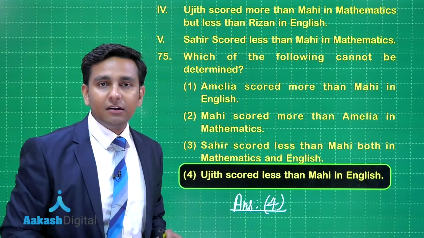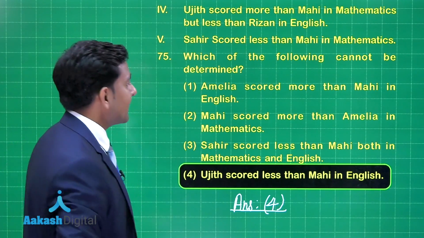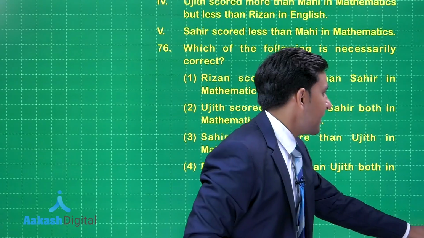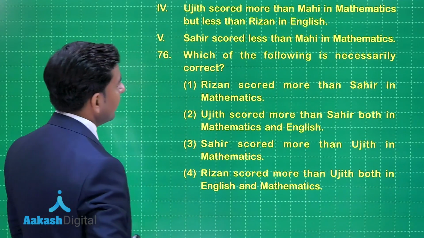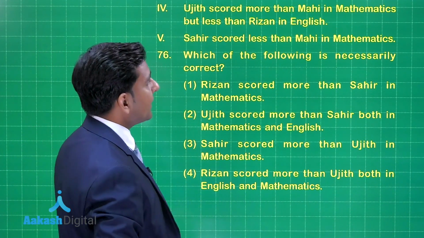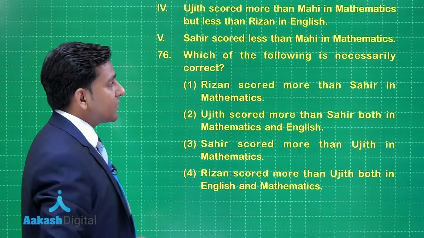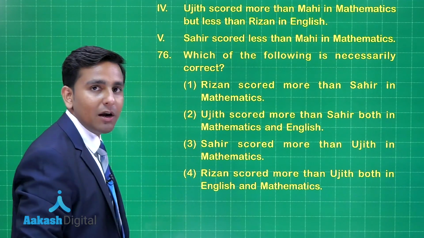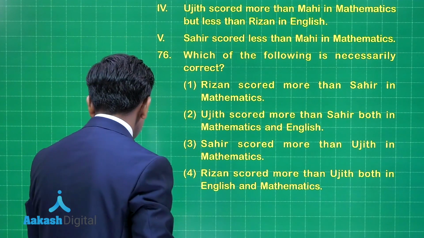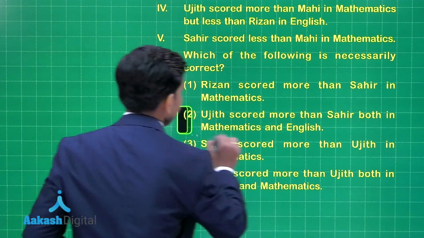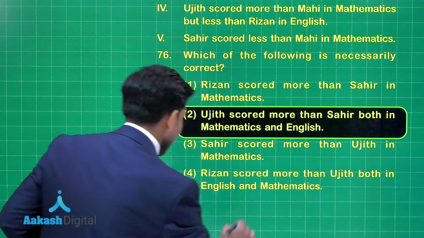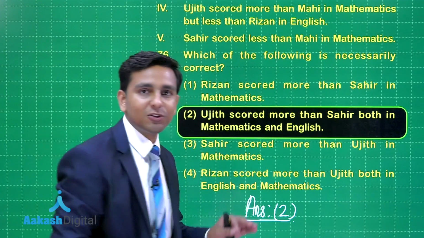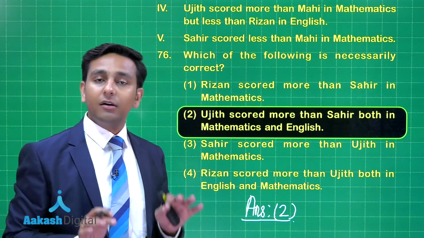Using the same information, now let's solve question number 76. We'll use the same conclusion that we obtained earlier. So the question states which of the following is necessarily correct. So when we analyze the obtained conclusion and when we check the options one by one, we found that option number 2 is the correct choice for this question. So simply you can mark the answer for this question is option number 2. I hope you understood this question. Now let's proceed to the next one.